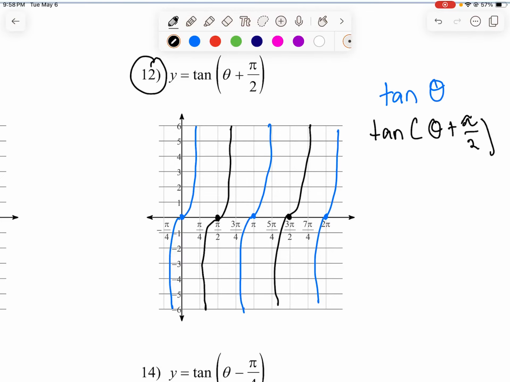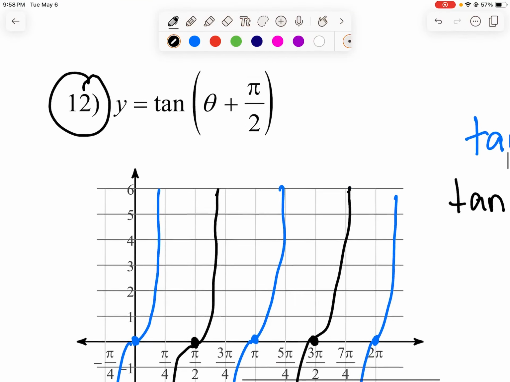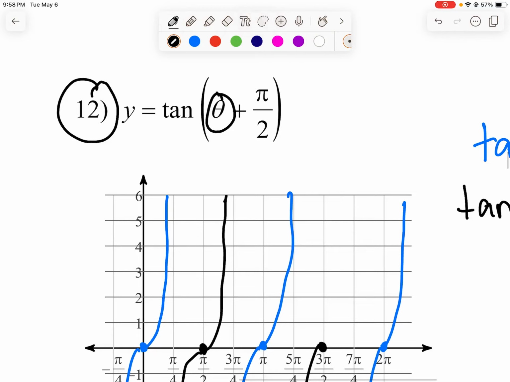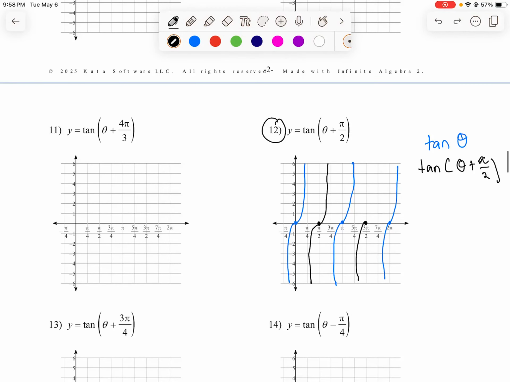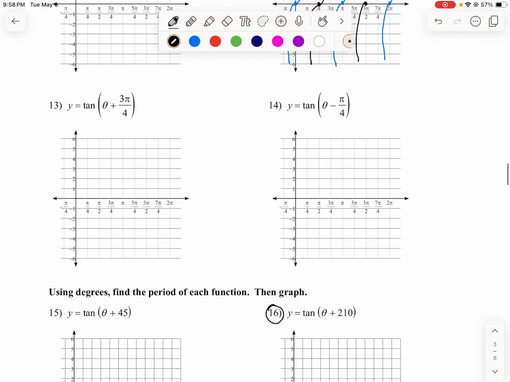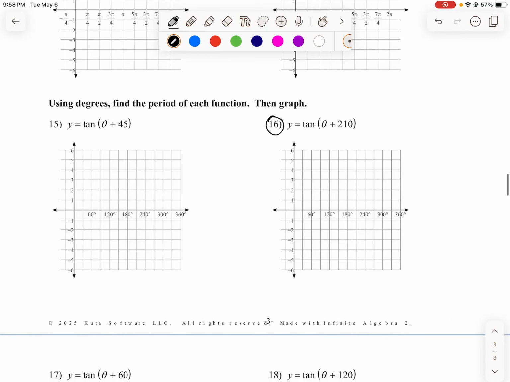Now, nothing happened to the period, and to find if something does happen to the period, you look at your variable theta. Since that's unharmed, the period is just going to be pi. So that's that for that one. Now let's get to 16.